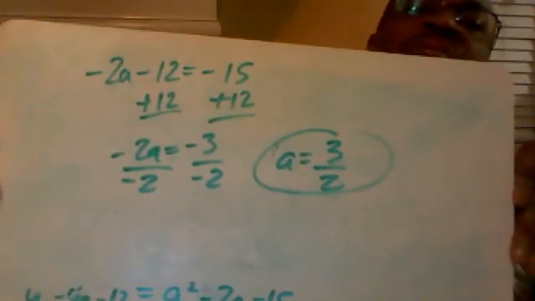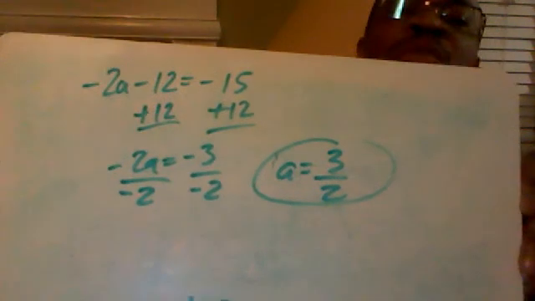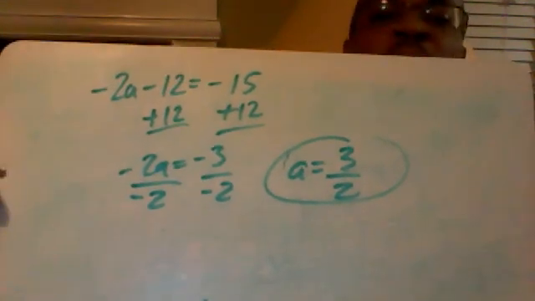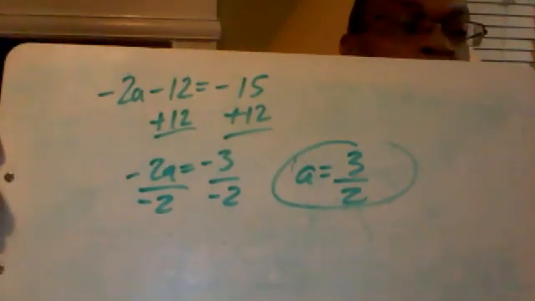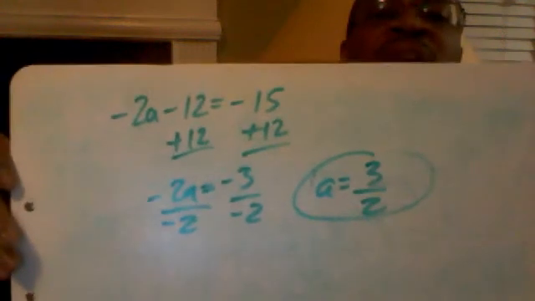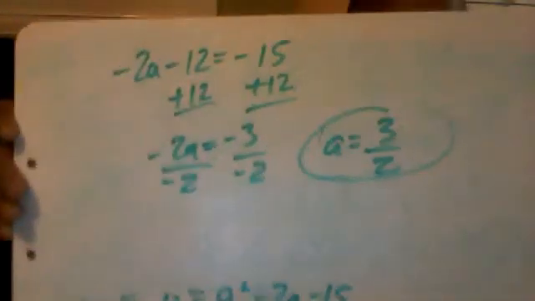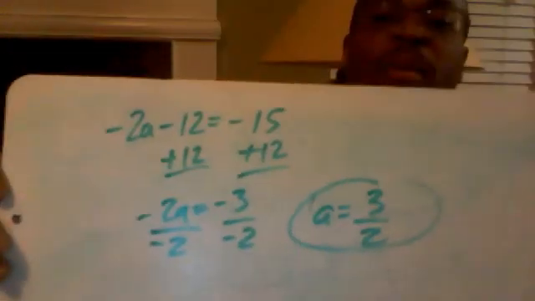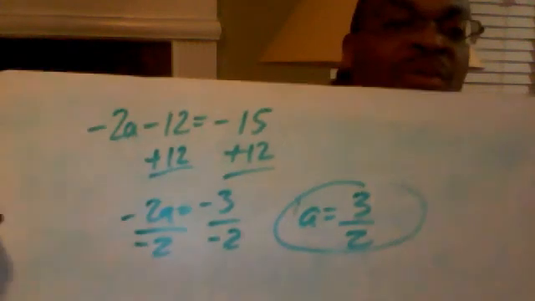So dividing by negative 2, you get a equals positive 3 over 2, or in decimal form 1.5. Alright, and you can check it to make sure it's not extraneous. I already did, so I know it's not extraneous. But you want to make sure you check every last one of your answers to make sure you don't have an extraneous answer.